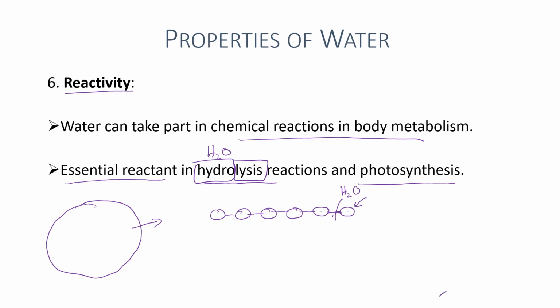And then water is also one of the reactants that is required for photosynthesis. Photosynthesis requires sunlight. It also requires water and also carbon dioxide to produce the end product, which is sugar or glucose.